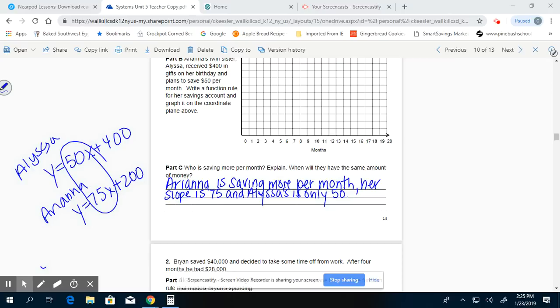Then when will they have the same amount of money? We just went through how to do that. So we could say after 8 months, they both have $800. Now, the graph is a really good way to figure out where they intersect, but it's really important that if you choose the graph to be your proof, that your lines are super straight. Otherwise, you may not have the right point of intersection. So to make sure that you did it right, it's always a good idea to set the equations equal to each other and find the actual value of x for when the two will be the same, just to prove that you did everything the right way.